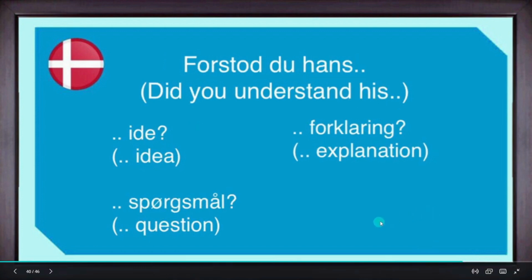Forstod du hans? Did you understand his? Oh, it's the past tense. Ikke forstod. Forstod du hans? Alright, could be a lot of things. Idé. Idea. Spørgsmål. Question. Forklaring. Explanation.